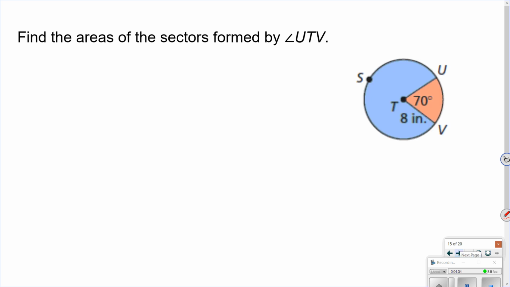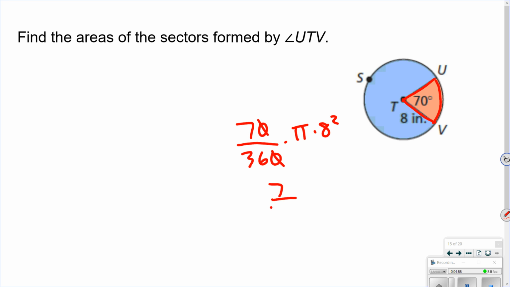Okay, so let's find some areas. We're going to find the area of this sector right here. I tell you what portion of the circle I'm trying to find. That's 70 over 360. We're going to times that by the area of the entire circle. The radius is 8, so pi times 8 squared. So I can reduce this, so 7 over 36 times, I'm going to switch those around, times 64 times pi.